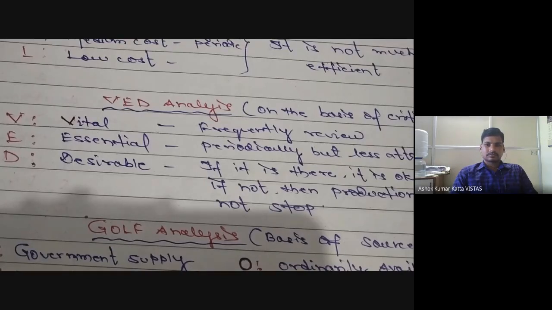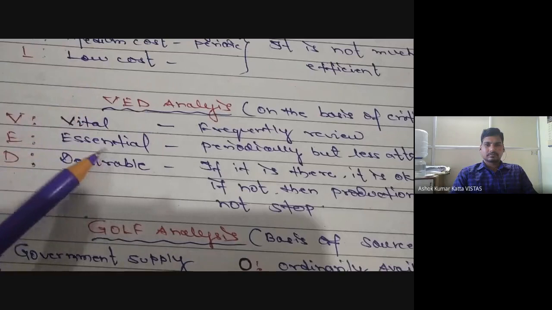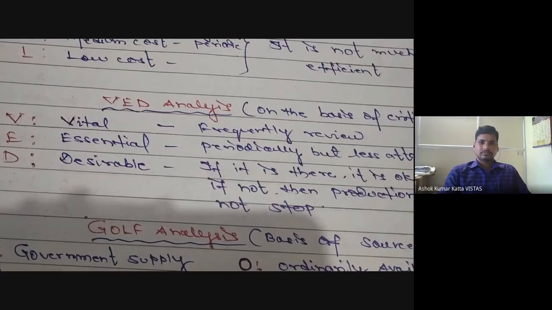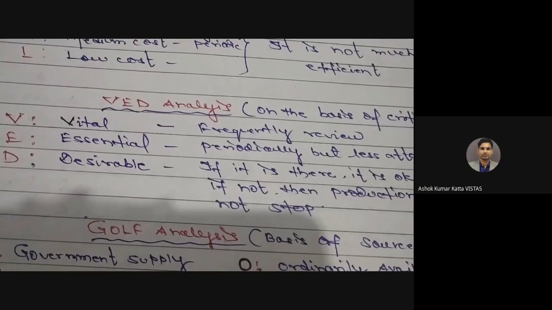The next is essential. Essential is basically, yeah, it is required. This is also required, but it is less important than vital. You have to take care of this material also, but yes, there is some kind of substitute, or through maintenance we can control this type of raw material. So this is essential, but less important than vital. This particular material can be reviewed periodically. You have to review periodically, but it requires less attention than vital.